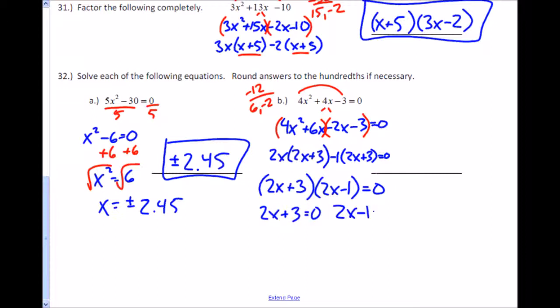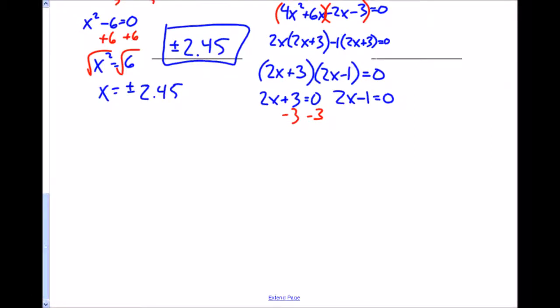And now I just have two little equations to solve, two linear equations. For this first one, I subtract the 3 from each side. So I get 2x equals -3. I divide each side by the 2, and I find out that x equals -3/2.